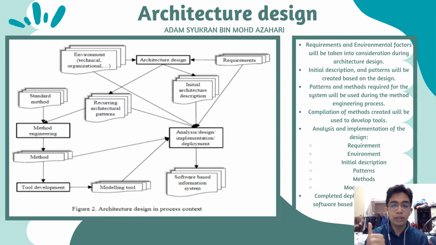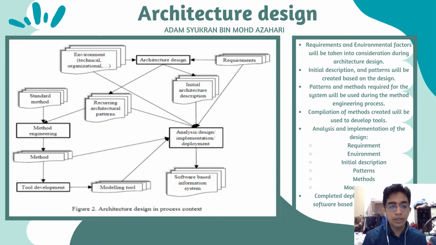Firstly is regarding the requirements. These are normally taken from stakeholders or other people who will be using the information system that will be developed later on. And then environmental factors, like technical factors, such as what technology you have, and so forth. Both of these are used during the architecture design process to create two different things: the initial architecture description and any recurring architectural patterns. When you create a system, there are some things within the system that will be repeating. As such, taking all of these patterns into consideration can make the code a lot simpler.